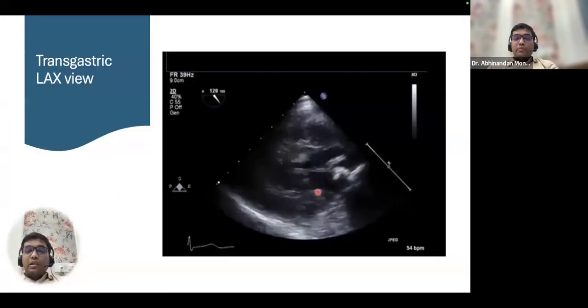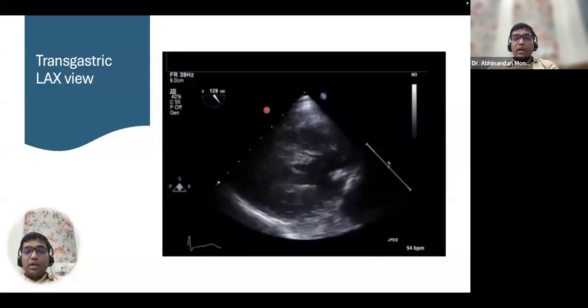If you change the multiplane angle to around 120 degrees, you can see your aortic valve opens up like this. So this is your aortic valve, and this whitish thing that you see is a chunk of calcium in the LVOT in this patient.